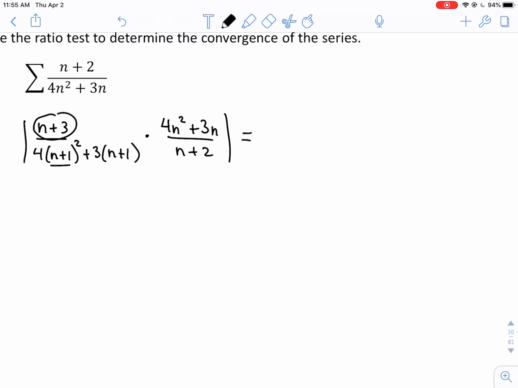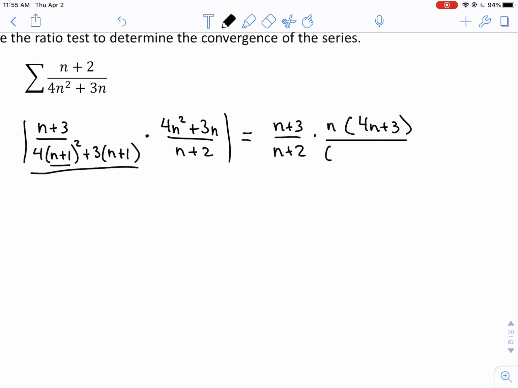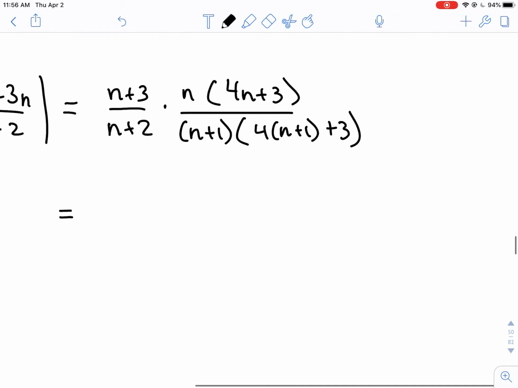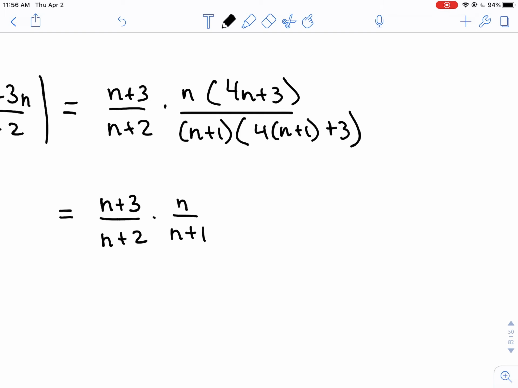I'm going to write the n plus 3 over the n plus 2, and then here I'm going to do some factoring, and here I'm going to do some factoring. Let's start with the numerator. I can factor an n out, and that leaves a 4n plus 3. And the denominator here, I'm going to factor out an n plus 1. That would leave a 4 times n plus 1, and then plus a 3. So we have n plus 3 over n plus 2. I have an n over n plus 1. Last one is a 4n plus 3 up top. And if I distribute the 4 and then add the 3, it's going to be a 4n plus 7.